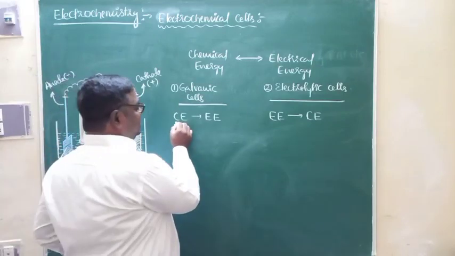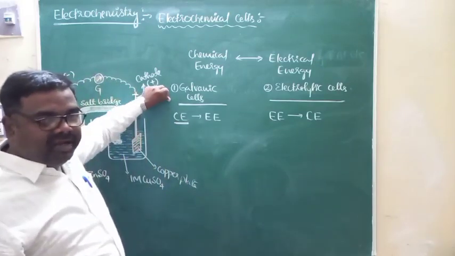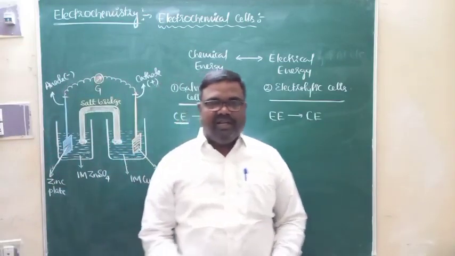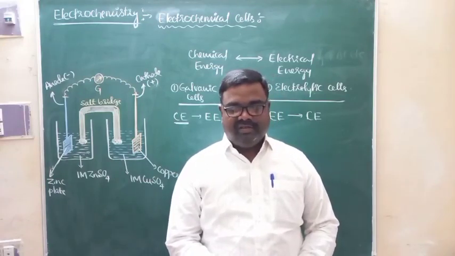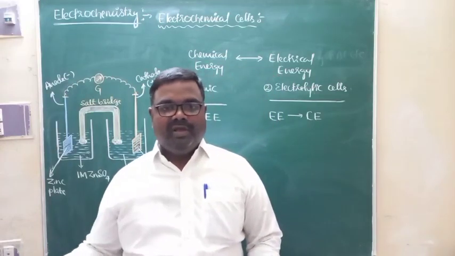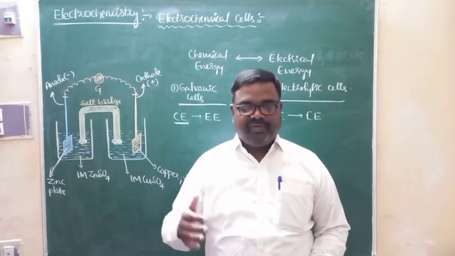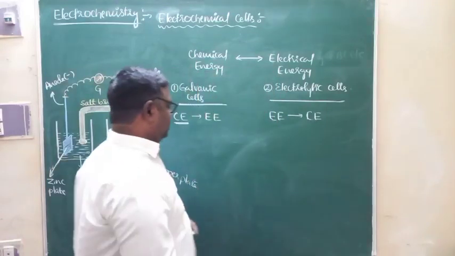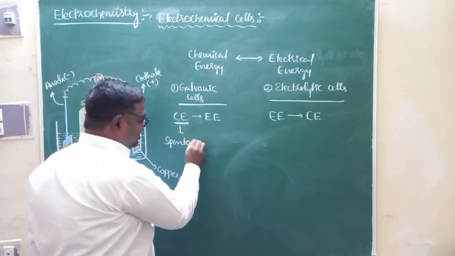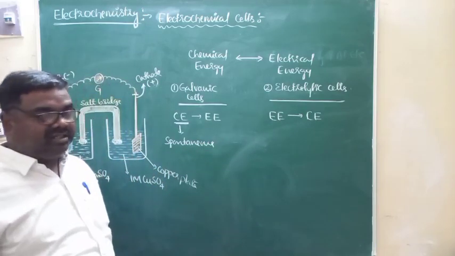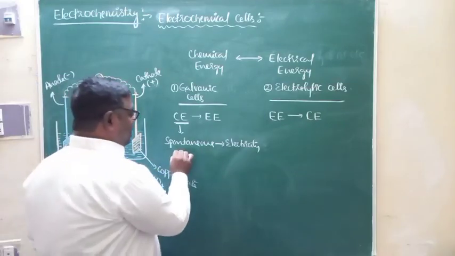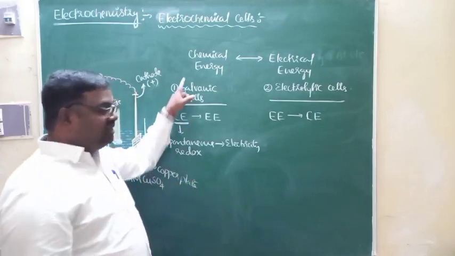Just observe, as far as chemical energy is concerned, chemical energy will be in the form of redox reactions. We have two types of redox reactions: spontaneous redox reactions and non-spontaneous redox reactions. Spontaneous redox reactions are the redox reactions which proceed on their own without the assistance of external agents. Here in galvanic cells, I can make use of spontaneous redox reactions in order to generate electricity. That is what we call galvanic cells.